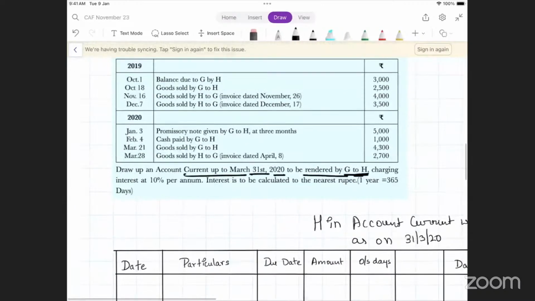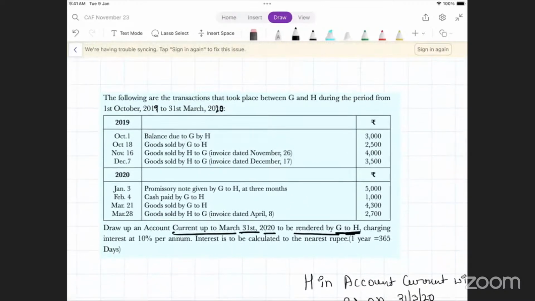Sir, what method to follow? Interest or product method not given. So the question is silent about the method to follow. We always follow the product method. Okay, product method is to be followed. The answer will be the same under product and interest method. You'll get the same answer. But we generally do the product method because that's simpler. The calculations are lesser in product method, so we do it under product method itself.